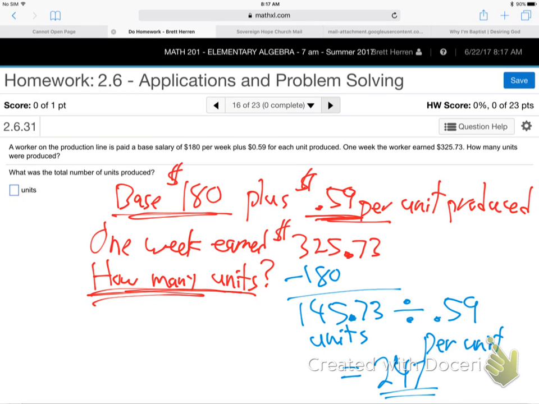Is that good? I'm not even going to use an X. I think it's easier just to do it that way. They'll show you some way using X, which is fine. Either way is fine. Questions on that one? That makes sense? Just subtract the base pay. The rest is unit pay. Divide by the pay per unit. Get the number of units.